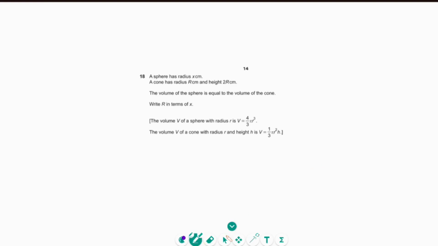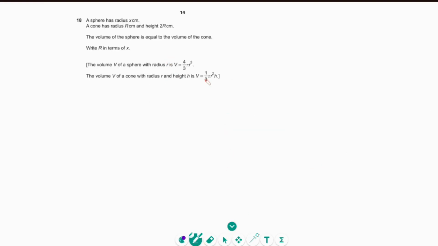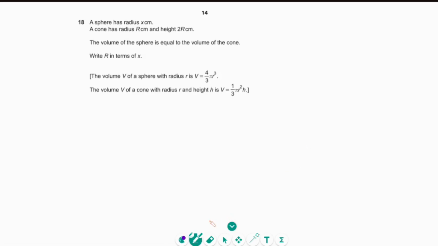Question 18. We have a sphere of radius x centimetres, and a cone with radius r centimetres and height 2r. The volume of the sphere is equal to the volume of the cone. Write r in terms of x.